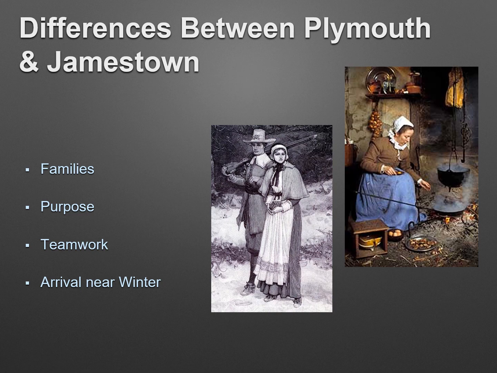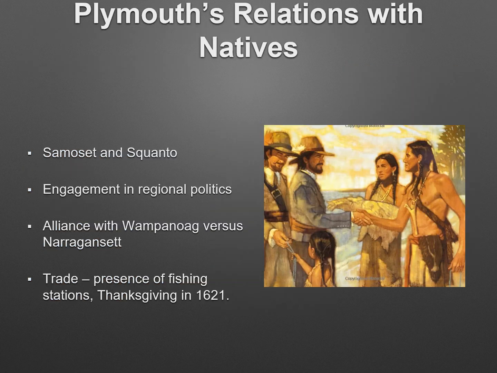A unified team and teamwork was really instrumental and very important in Plymouth. They arrived hundreds of miles further north. It got much colder, and they arrived much closer to winter. So planting the food and harvesting anything, that didn't really happen as much as it could have. And very, very quickly, the Plymouth colony comes into a lot of problems.